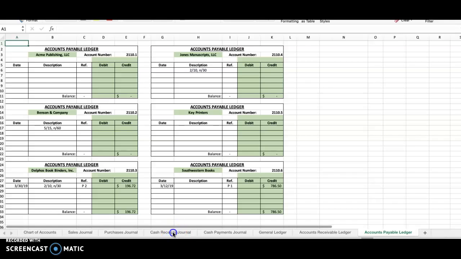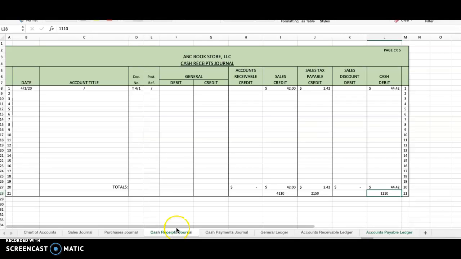Now, let's go back to cash receipts for a moment, and let's take a look at a situation where a customer returns something for cash. To make it very simple, let's say we're talking about this entry on April 1st, and let's say this sale was only made to one customer. We didn't need his name or her name because it was a cash sale.